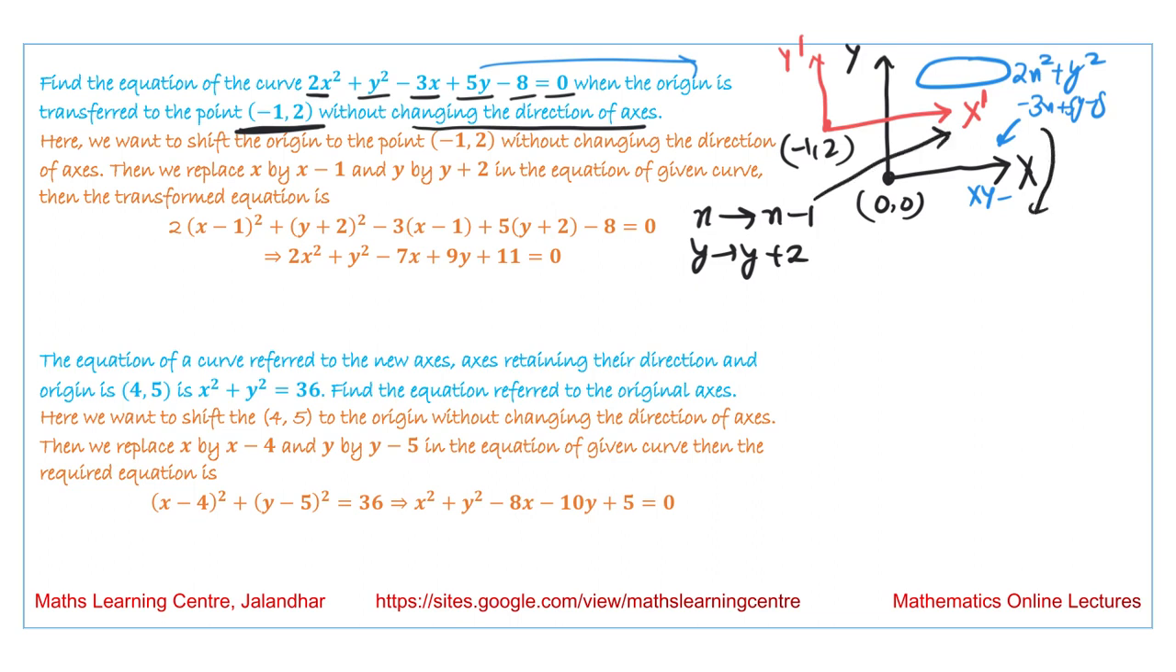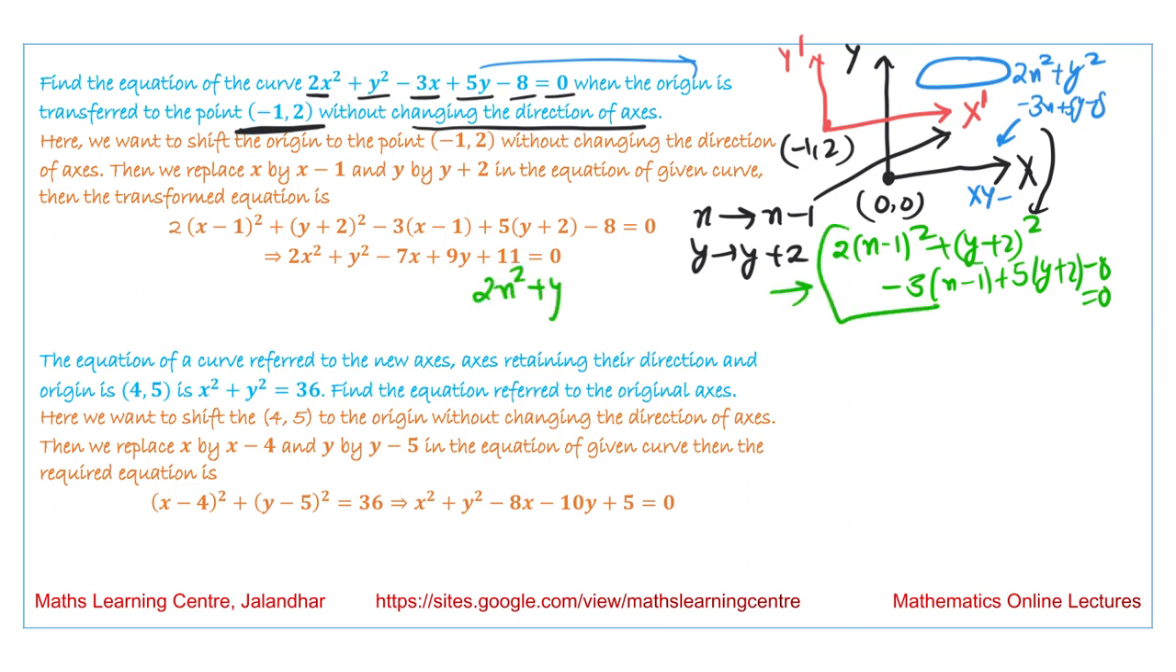So on doing these transformations, this equation will become (x minus 1) square plus (y plus 2) square minus 3 into (x minus 1) plus 5 into (y plus 2) minus 8 is equal to 0. And on solving, the equation we obtain is x square plus y square minus 7x plus 9y plus 11 is equal to 0. So this is the equation corresponding to this new coordinate system.